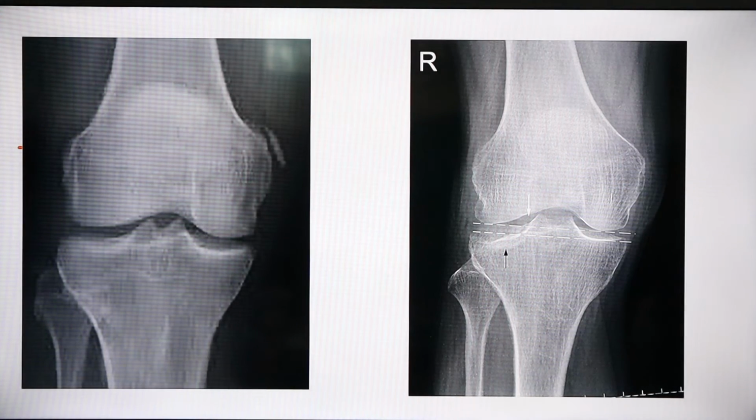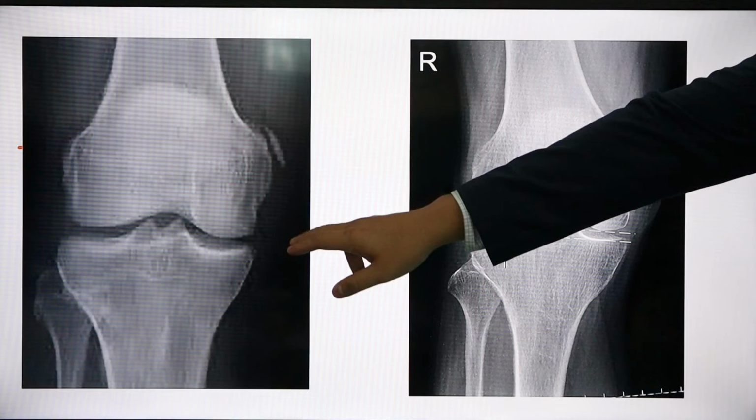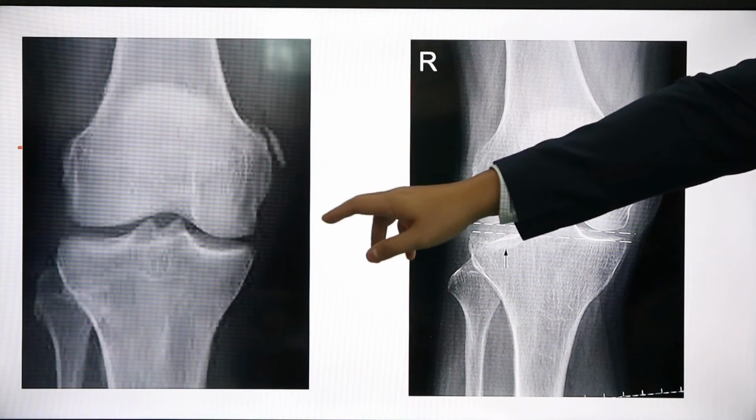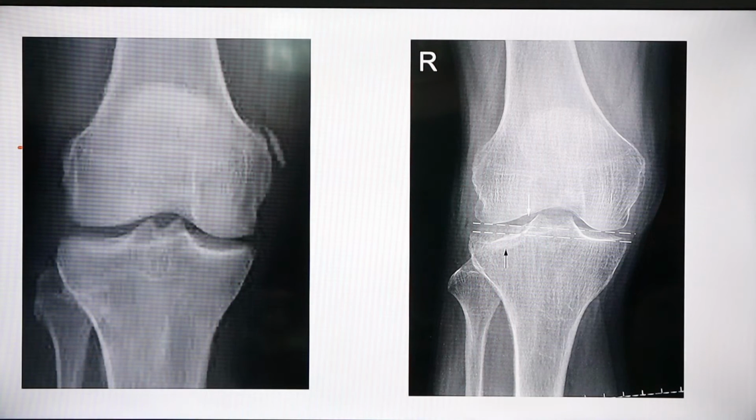Okay, so does anybody know what this is on the left side? This is how it looks. Pellegrini-Stieda classification of the proximal femoral attachment of the MCL, suggestive of a chronic MCL tear previously. What is that X-ray? What does it show? The one on the left?